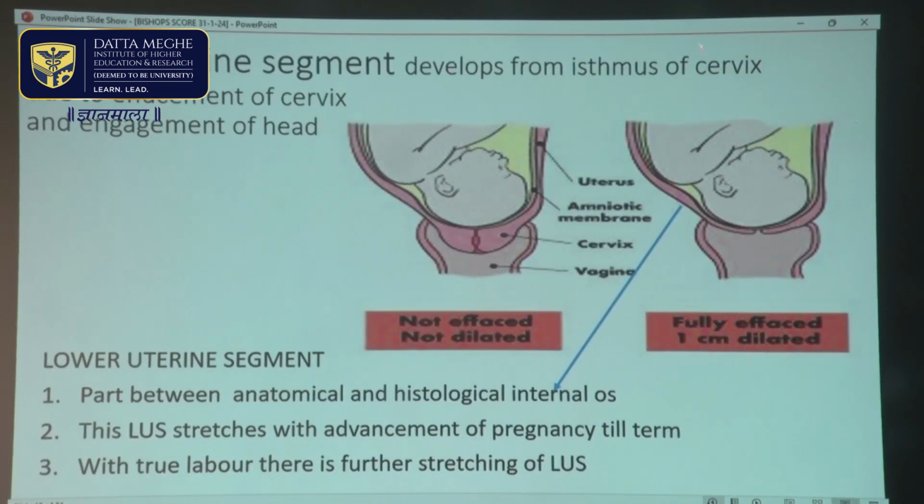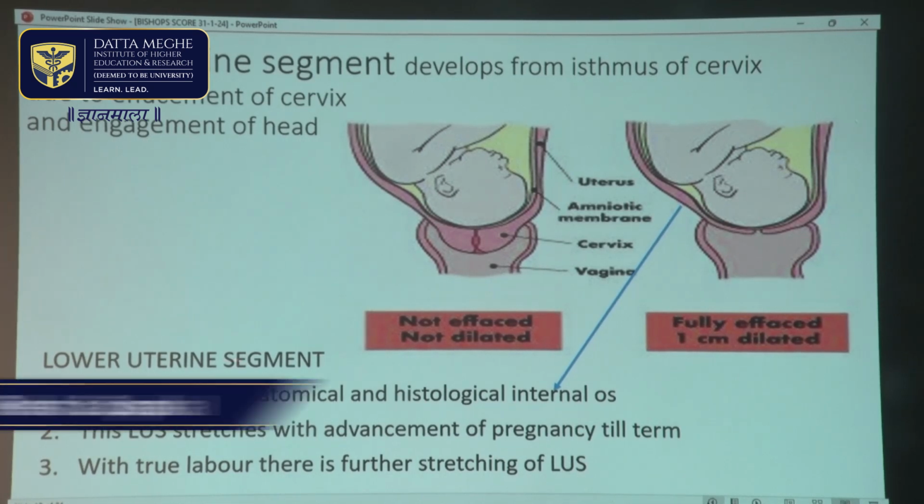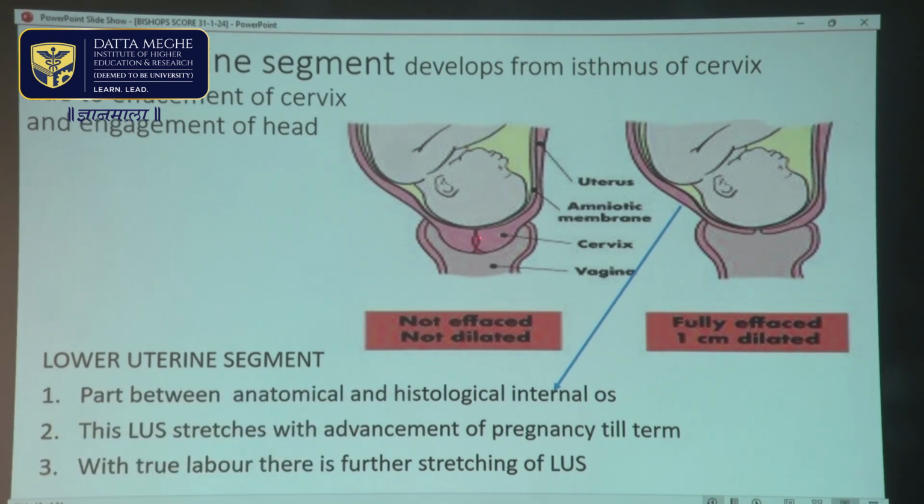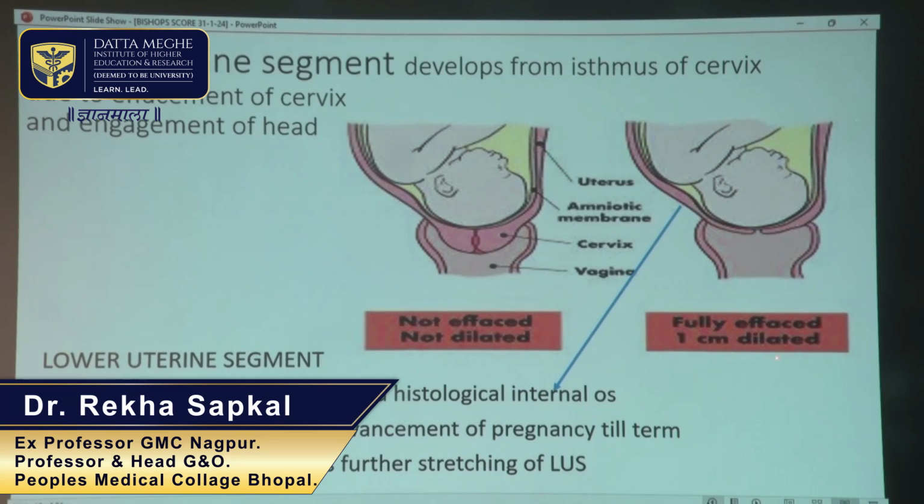The lower uterine segment develops from the isthmus of the cervix due to effacement and engagement. So this is how the lower uterine segment forms. So what is the lower uterine segment? It is the part between the anatomical internal os and the histological internal os. From this portion there is formation of the lower uterine segment, and it stretches with the advancement of the pregnancy till term. How much stretching is there? Hardly 3 inches. 3 inches is the ideal length of the lower uterine segment.